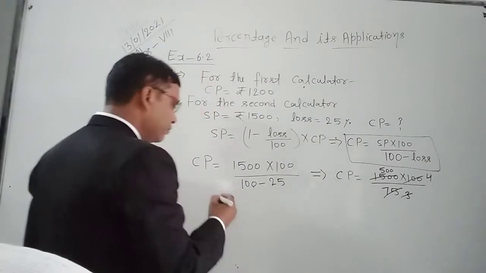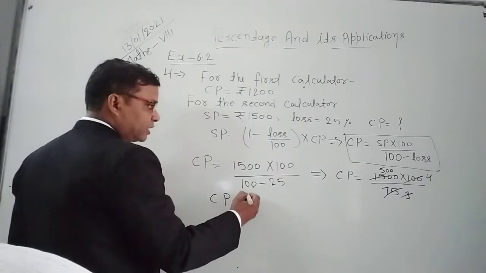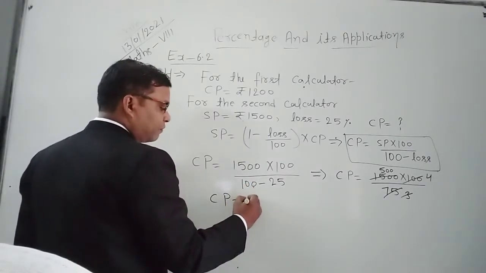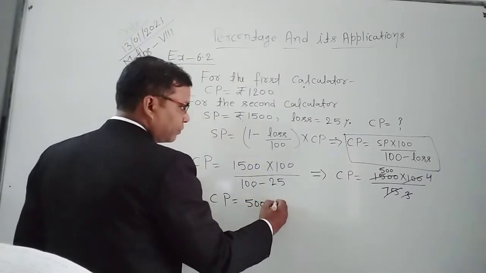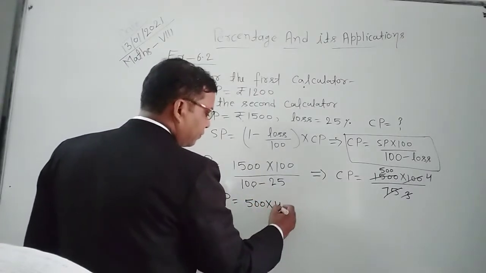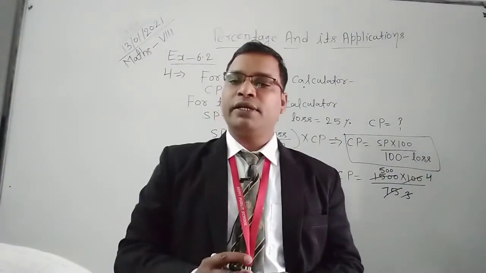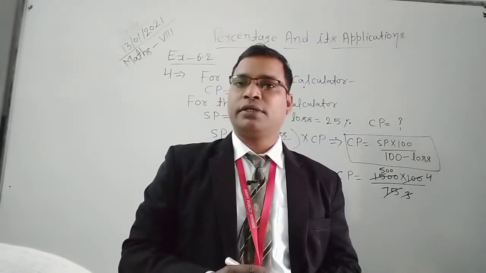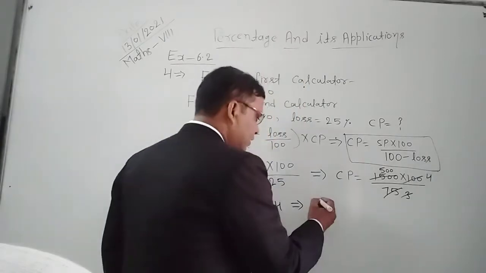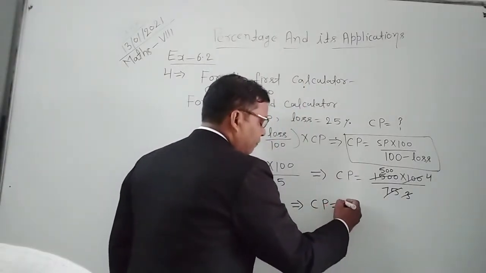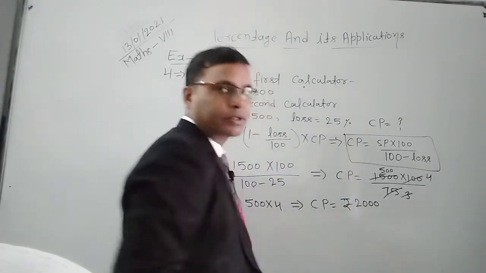So in this way you can see the cost price of the second calculator is 500 into 4. Students, you know very well 500 into 4 is equal to 2000. So you can see the cost price of the second calculator is 2000 rupees. This is clear?